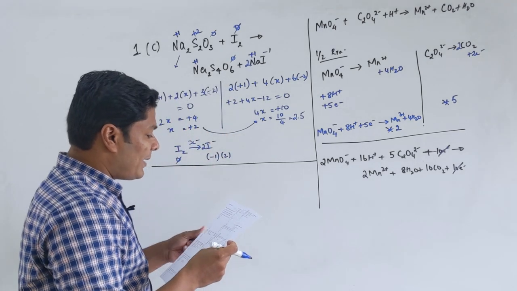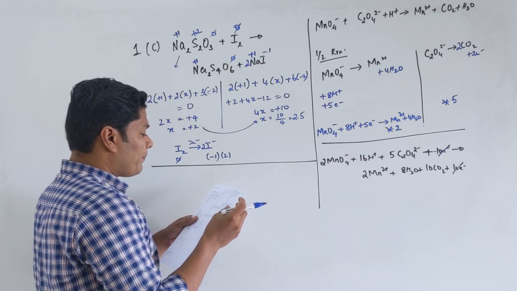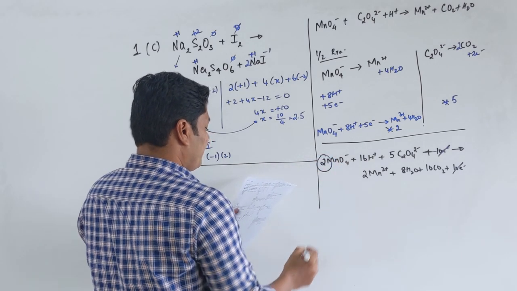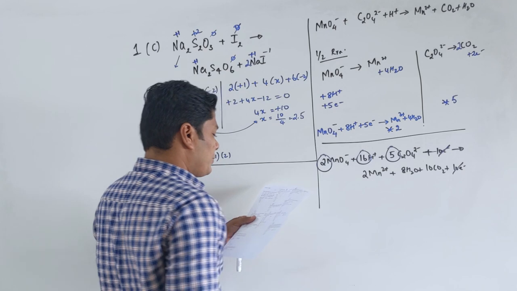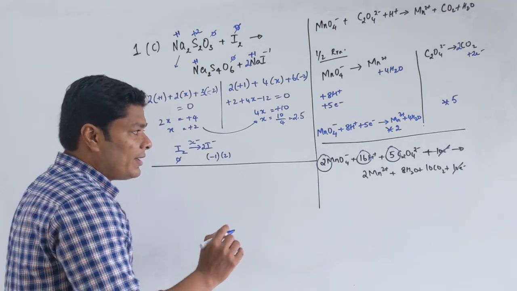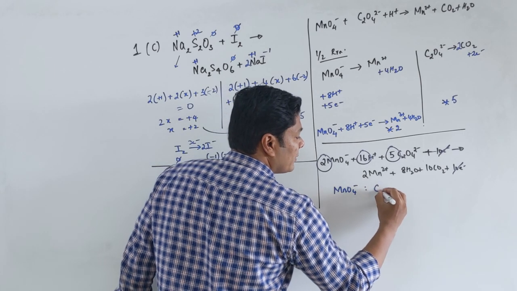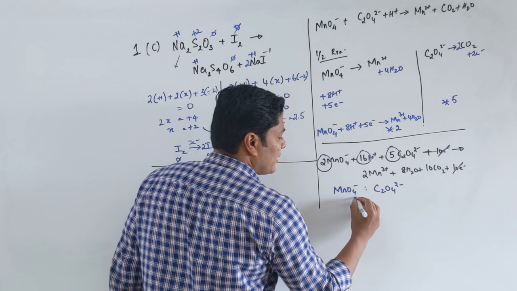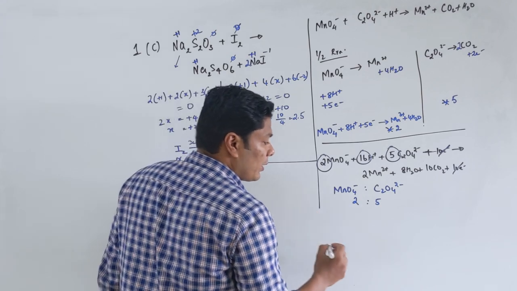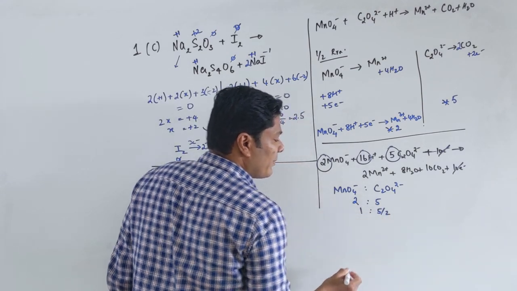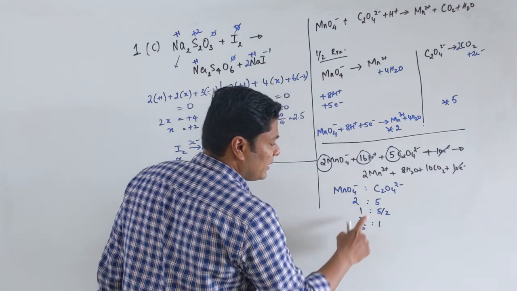Now let's see whether any option matches. So they are asking you, what is the coefficient for the balanced equation? So MnO4 I have 2, then C2O4 5, and then H plus 16. So option alpha. I cannot stress it enough, you want to remember this. MnO4 minus will react with C2O4 2 minus in the ratio 2:5. This is extremely important that you remember it. Okay. Now you can also say 1:5/2 divided by 2 on both sides, or 2/5:1 divided by 5 on both sides.